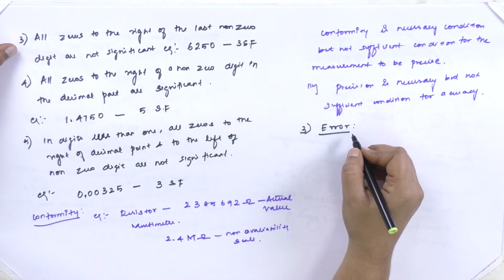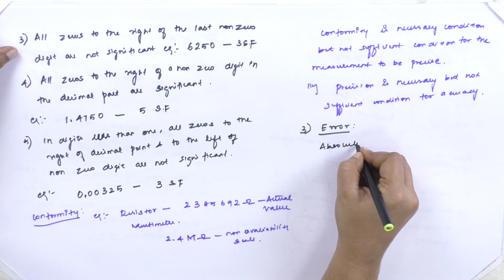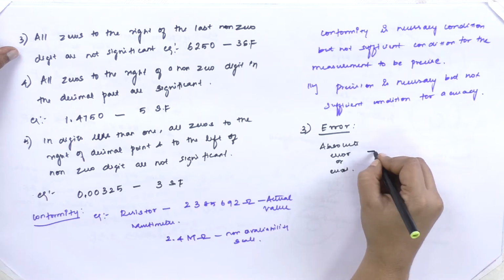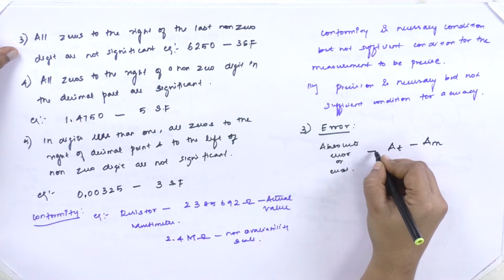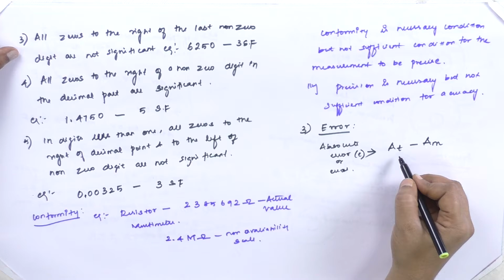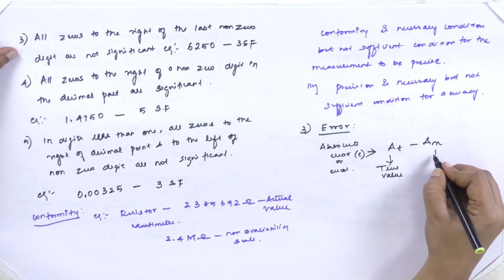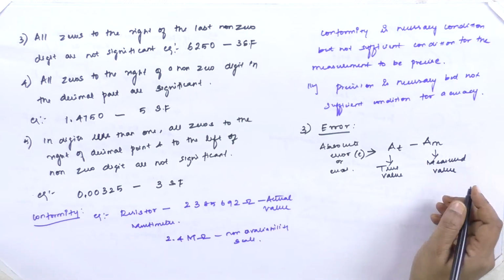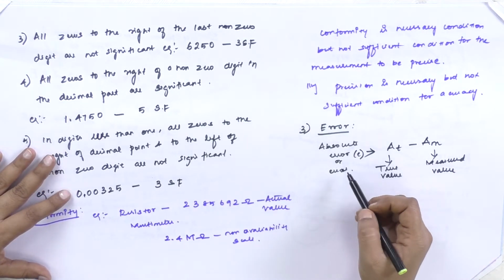Generally, accuracy is expressed in terms of error. We can calculate the absolute error from the true value and the measured value. That is, absolute error, which is represented as E, is equal to the difference between the true value, which is represented as AT, and the measured value, which is represented as AM. This difference is called the absolute error or error.